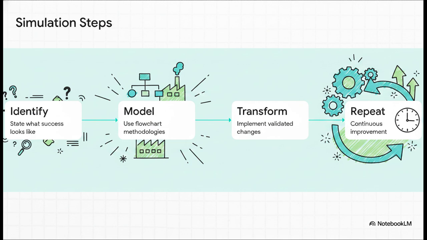Step 1. Identify the problem. You have to clearly state what success actually looks like. Step 2. Model your process using robust flowchart methodologies. Step 3. Transform your business. You do this knowing you have the confidence that the changes you're implementing are mathematically validated. And step 4. Repeat. Because as any good industrial engineer knows, continuous improvement is never truly finished.